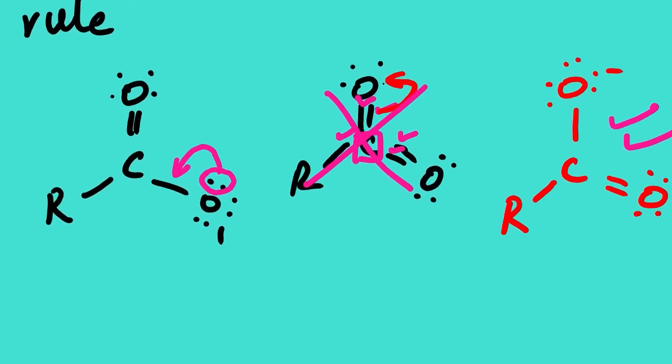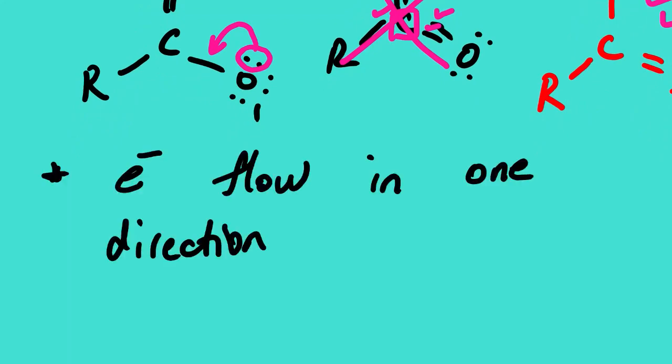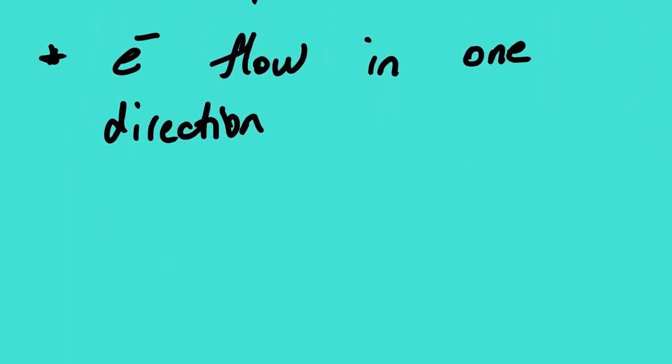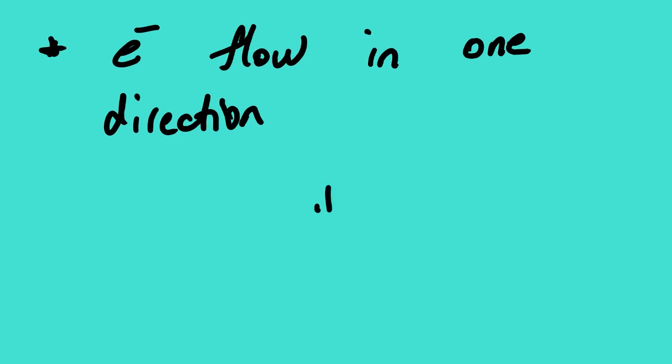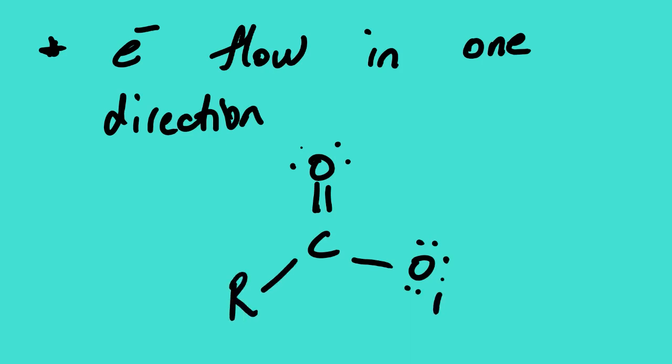Now let us look at the next rule. Electrons flow in one direction. Now suppose we have the very same example. We cannot have this pair of electron flow in this direction and also this pair of electrons flow in this direction. We can see that they are against each other. Instead, this will flow this direction. Actually, let me put it this side. So they flow in one direction.